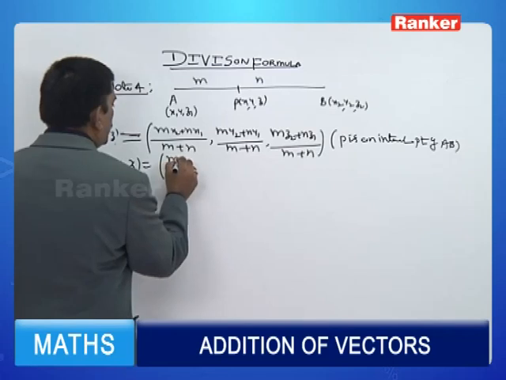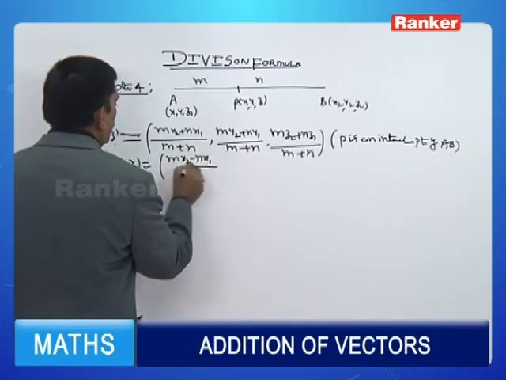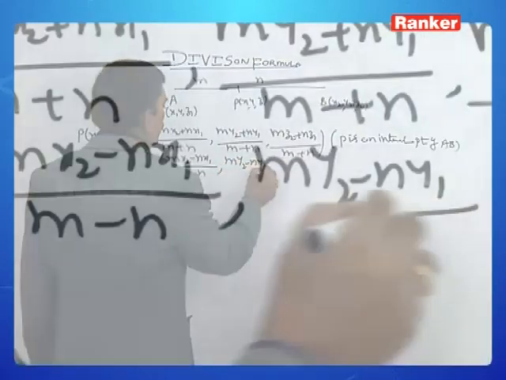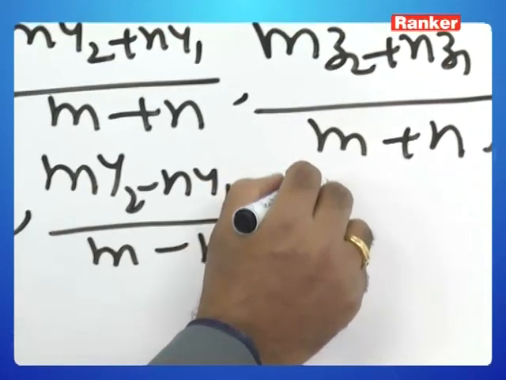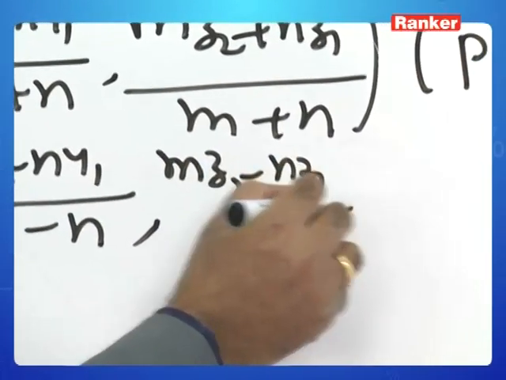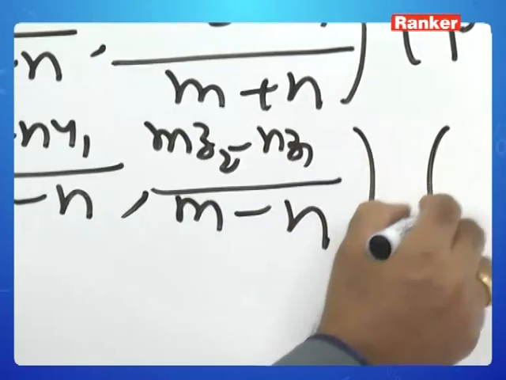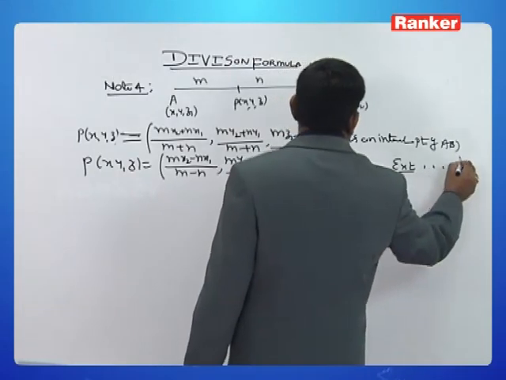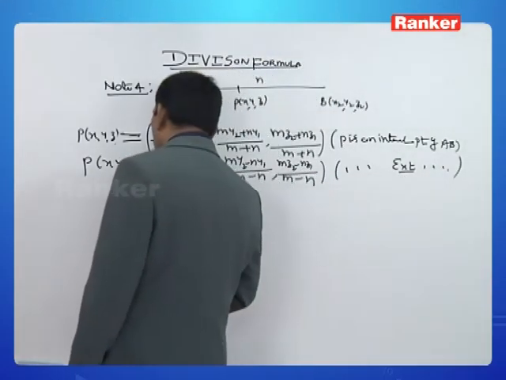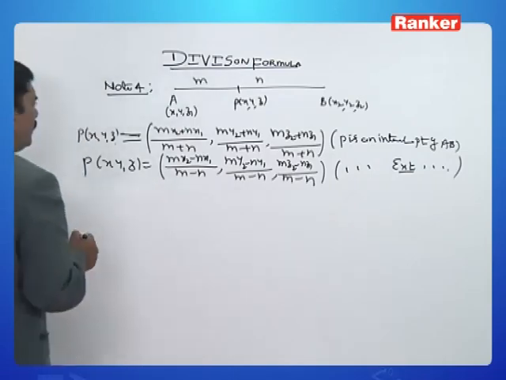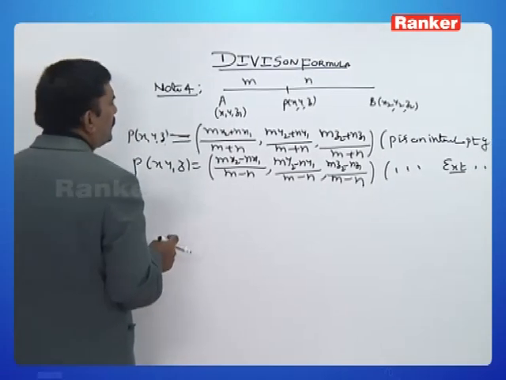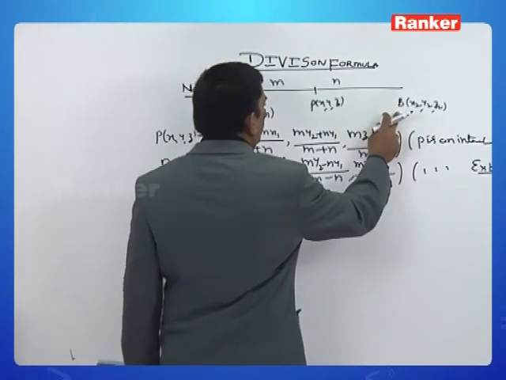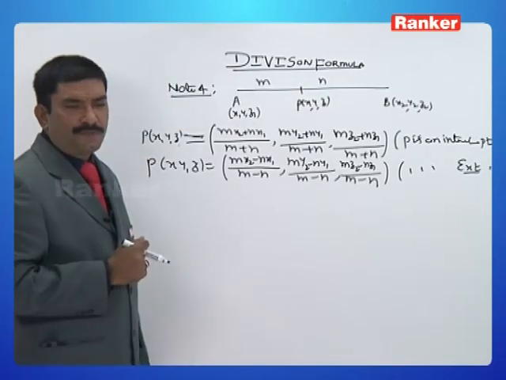Now I can also write mx2 minus nx1 by m minus n, my2 minus ny1 by m minus n, mz2 minus nz1 by m minus n, when P is an external point of AB. So therefore, now look here, sometimes he gives P, he gives A, he gives B, and I want to find out the ratio.